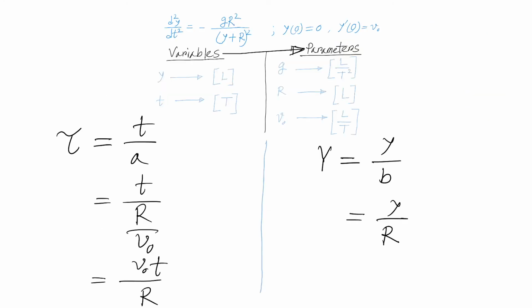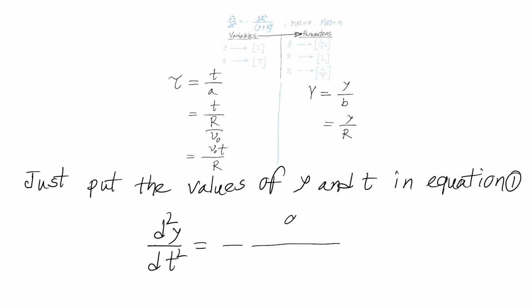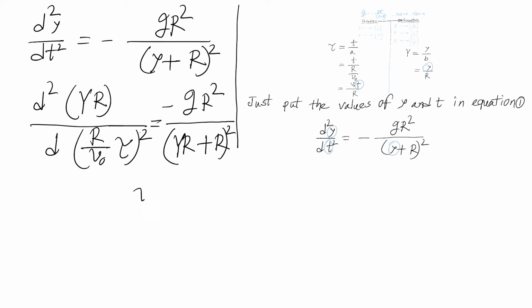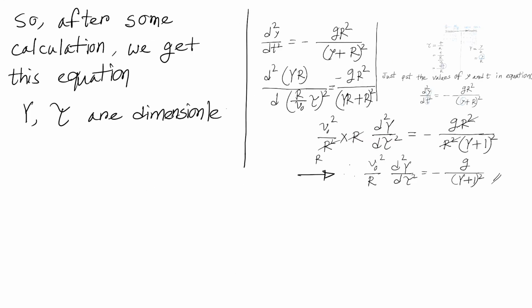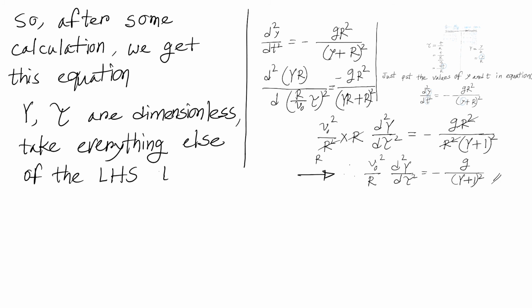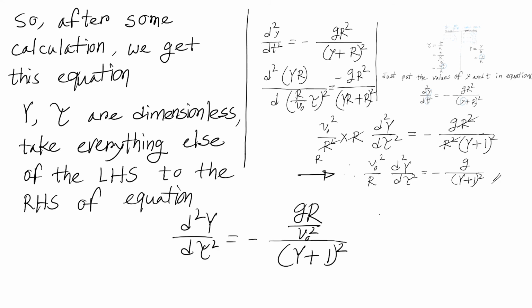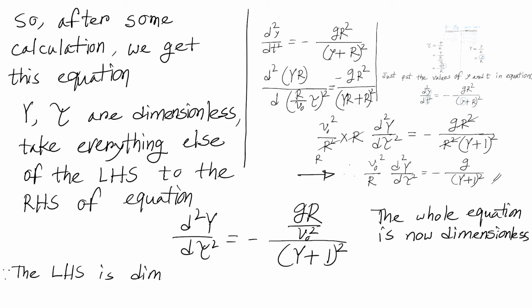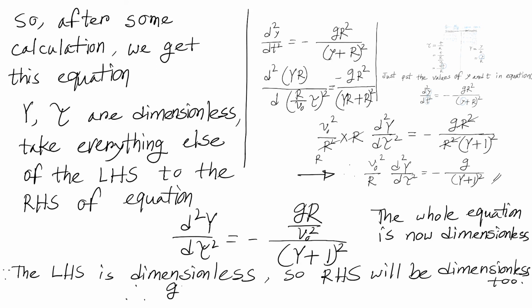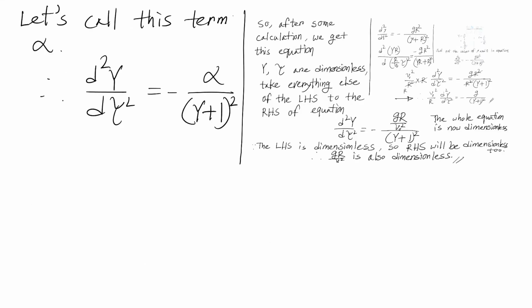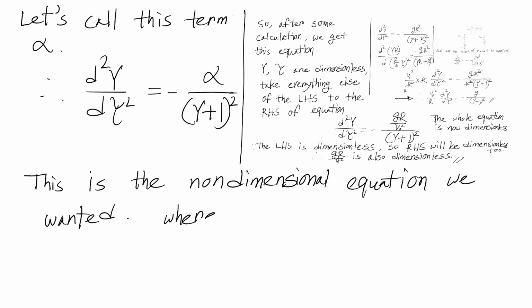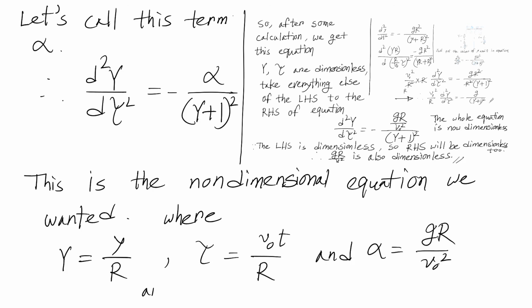The rest is easy. Put the values of small letter y and t into equation 1. So after some calculation, we get this equation, where capital letter Y and tau are dimensionless. So take everything else on the right hand side of the equation. The whole equation is now dimensionless. So g into r divided by v0 square will be dimensionless too. Let's call it alpha. This is the non-dimensional equation we wanted, where capital letter Y equals small letter y divided by r, tau equals v0 into t divided by r, and alpha equals g into r divided by v0 square. These three quantities are dimensionless quantities.